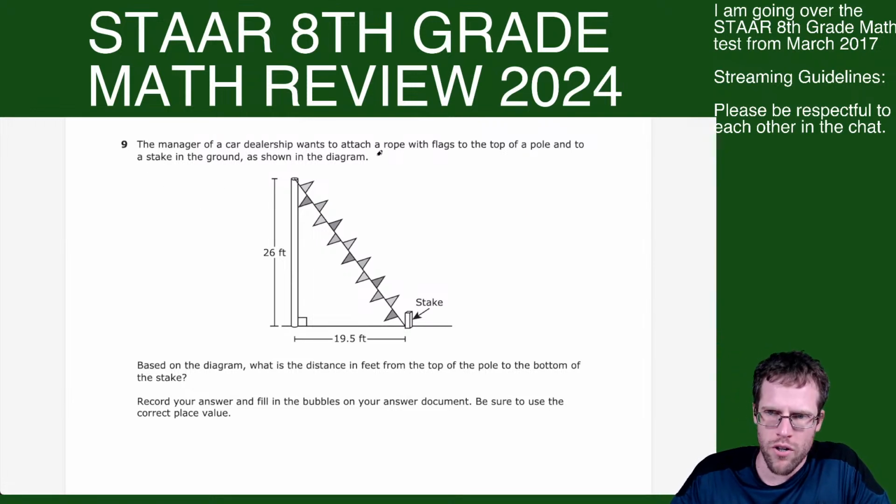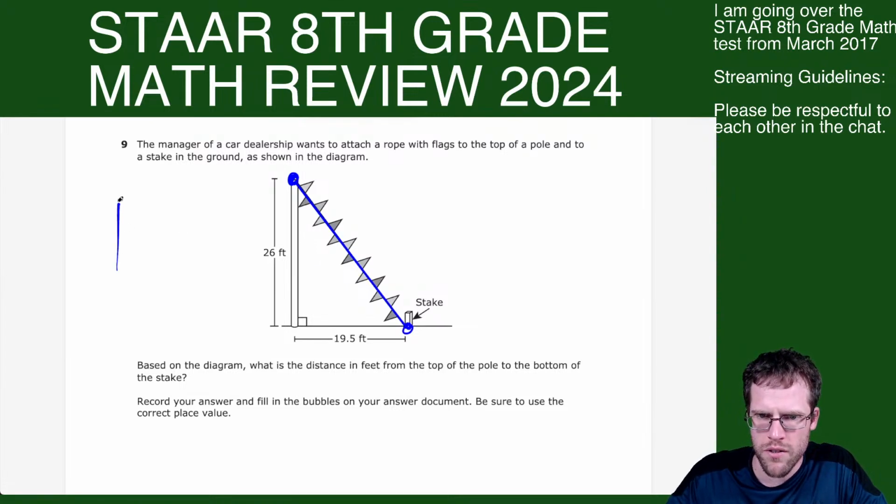Okay, the manager of a car dealership wants to attach a rope with flags to the top of the pole and to a stake in the ground. Okay, so basically here, based on the diagram, what is the distance in feet from the top of the pole to the bottom of the stake? So here we have a right triangle and we are finding the length of the hypotenuse.